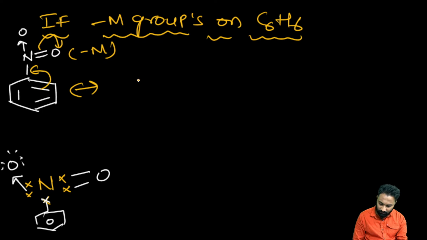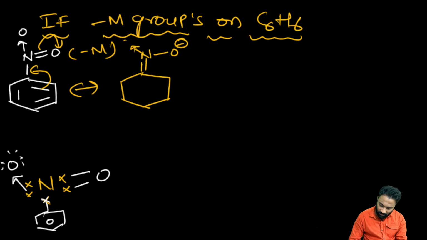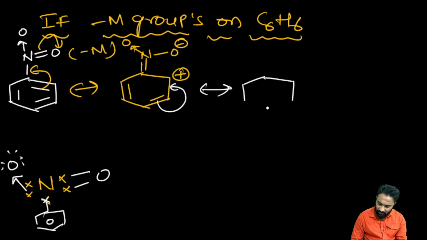Done. Now, how will the resonating structure be for this one? Now we'll see. Here oxygen will get the negative charge, and here it is a coordinate covalent bond. Now here, at the ortho position, you will get which charge? Positive charge. Then after that, to stabilize this positive charge, again this pi electron will be shifted here. When this pi electron is shifted towards that carbon, this para position carbon will get the positive charge.